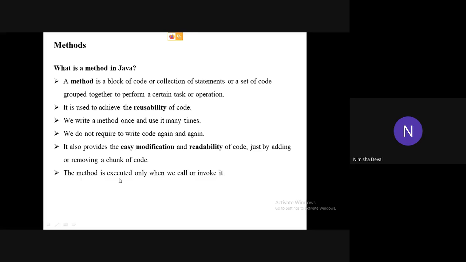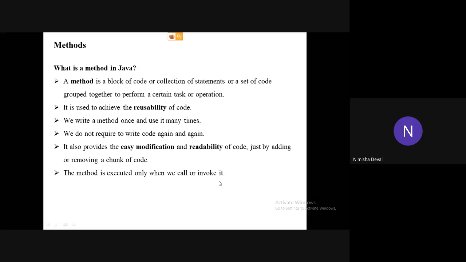The method is executed only when we call or invoke it. Only the main method is the default method we can access without calling it. We only have to declare it and we can use it because we have declared it as static. That's why there is no necessity to create any object for that.